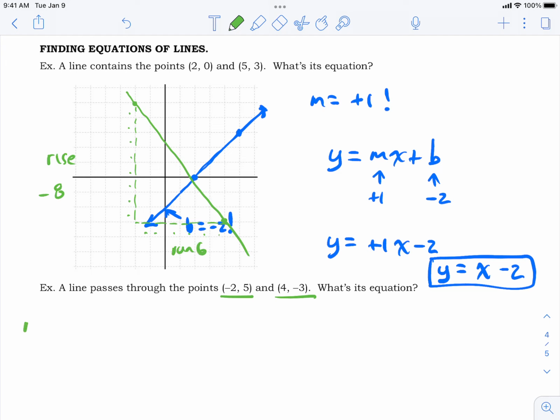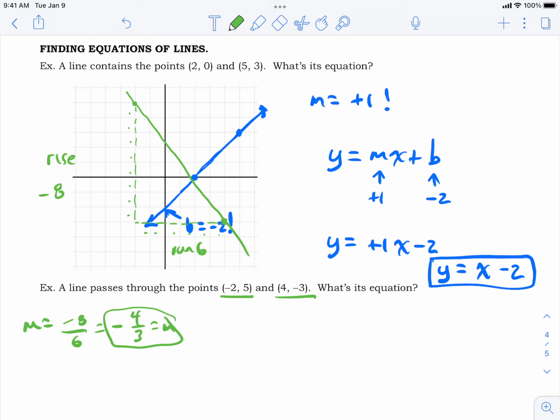And so I can tell just by looking at a graph that the slope, which is rise over run, is -8 over 6, which reduces to -4/3. Just cancel 2's. That's the slope. It's not the equation of the line, but it's the slope.